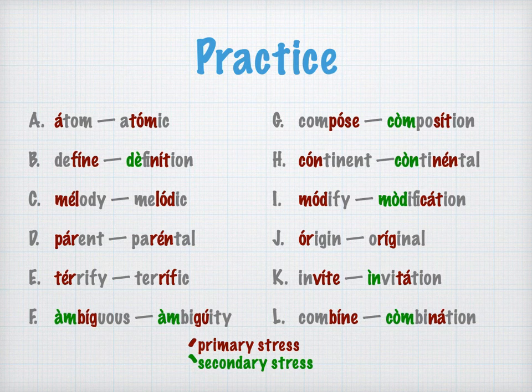Origin becomes original, as we've seen before. Invite becomes invitation. Secondary stress on the first syllable. Primary stress shifts to the third syllable. And finally, combine becomes combination, where primary stress on the second syllable in combine is shifted to the third syllable in combination. Secondary stress then is placed on the first syllable in combination.